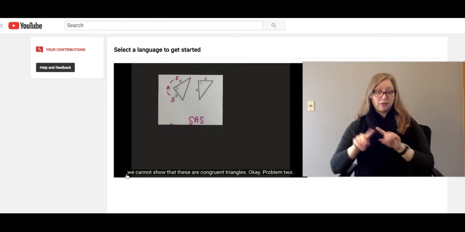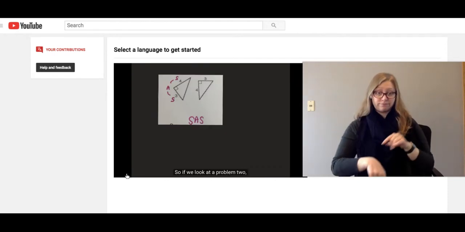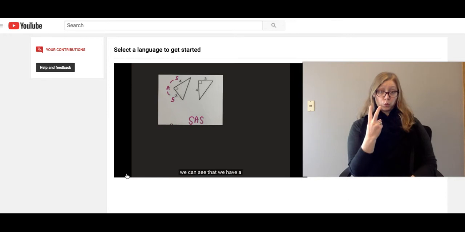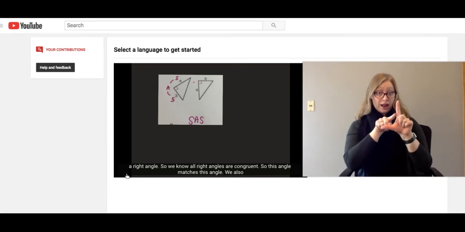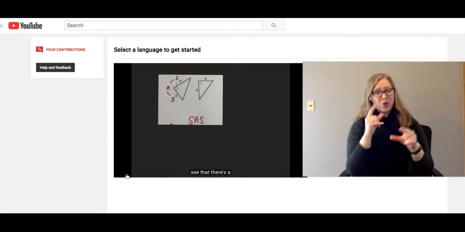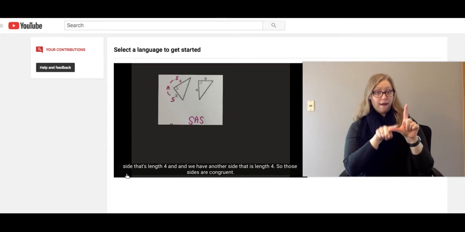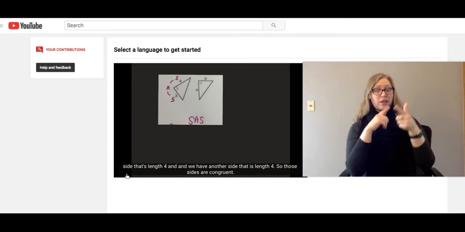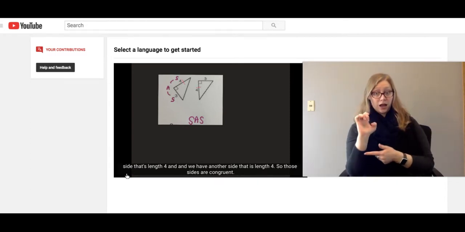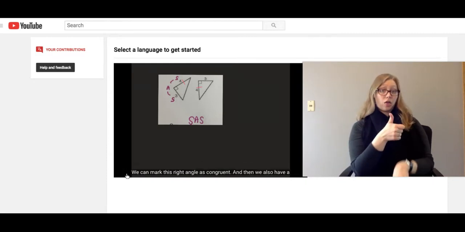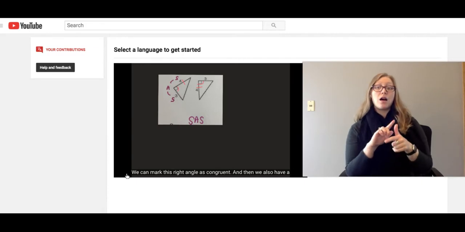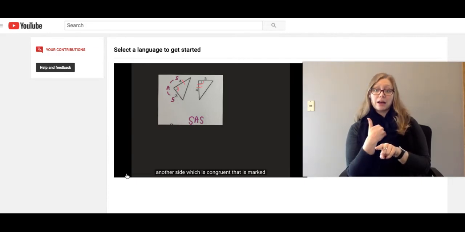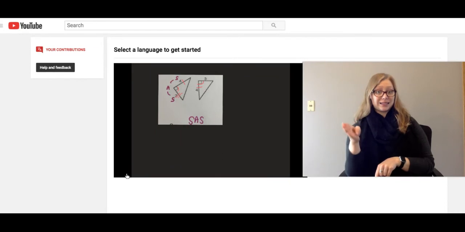Okay, problem 2. So if we look at problem 2, we can see that we have a right angle, so we know all right angles are congruent, so this angle matches this angle. We also see that there's a side that's length 4, and we have another side that is length 4, so those sides are congruent. We can mark this right angle as congruent. And then we also have another side which is congruent that is marked 3.